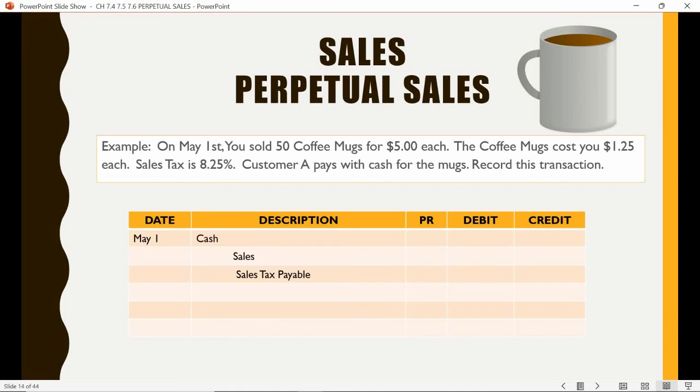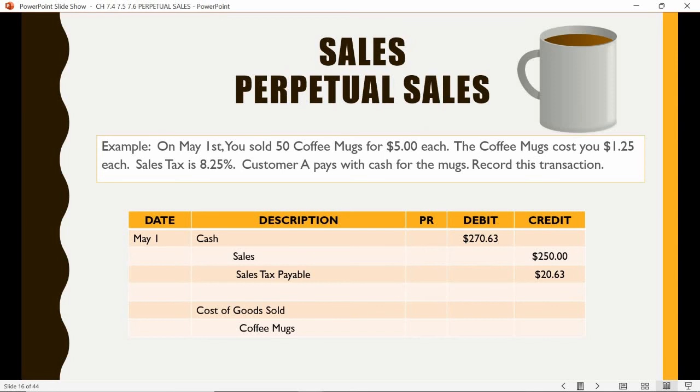So, all right, May 1st, we have some cash because customer A paid us in cash, right? We sold something, and of course, we must charge sales tax. So in this case, customer A bought 50 mugs for $5 each. So sales is going to be $250. Tax on that is going to be $20.63. So in this case, we should be receiving a total cash of $270.63.